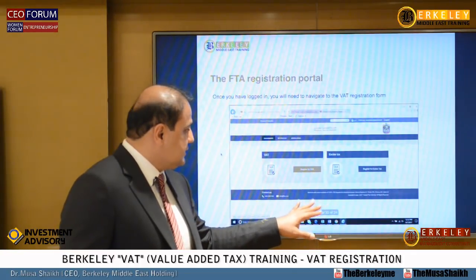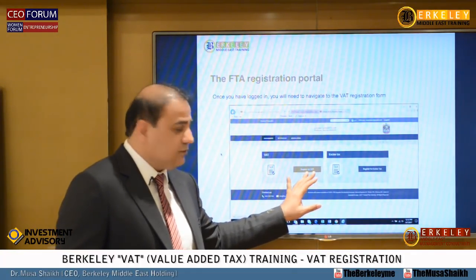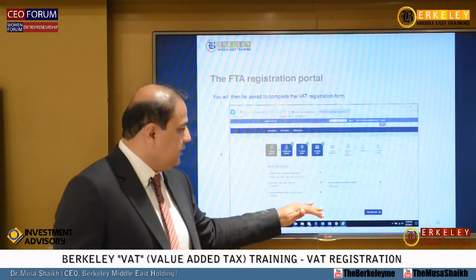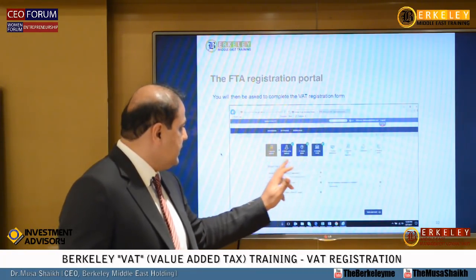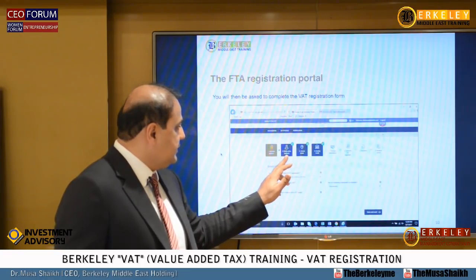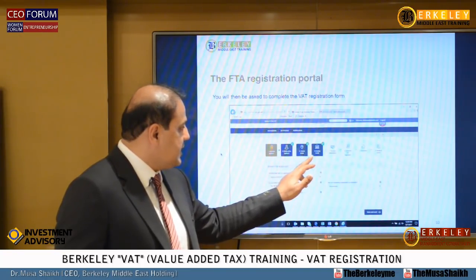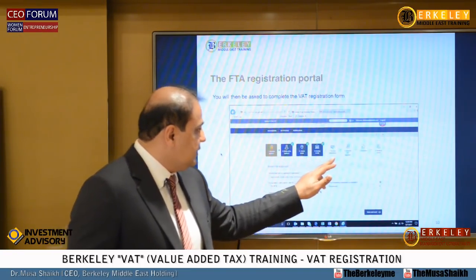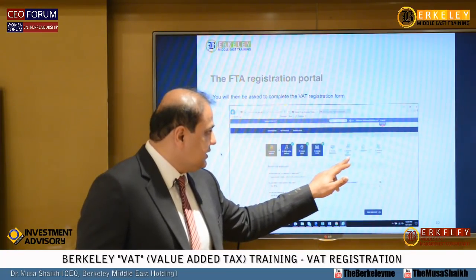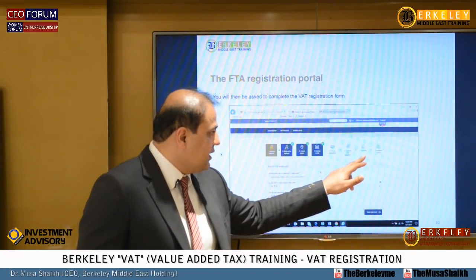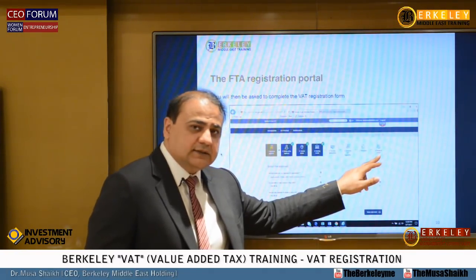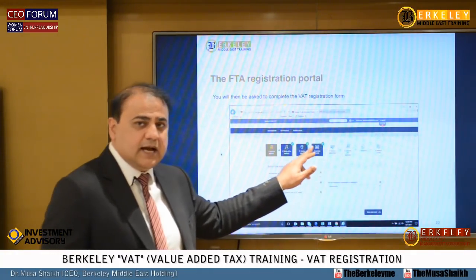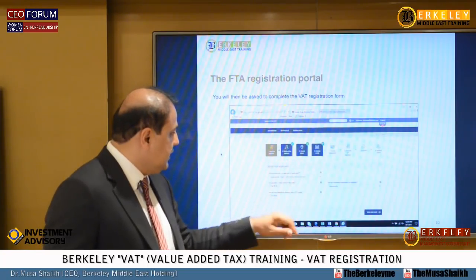Once we click this Register for VAT, a form will open in front of us, and we will see some tabs: about the applicant, details of the applicant, contacts, banking details, business relationship, about the VAT, declaration, and then review and submit. These are the tabs that you will see on your screen.